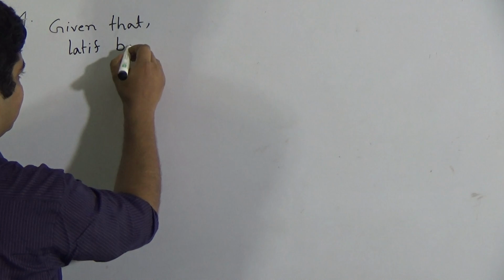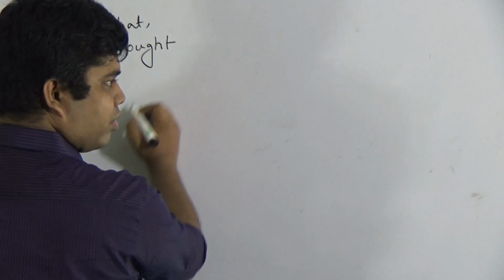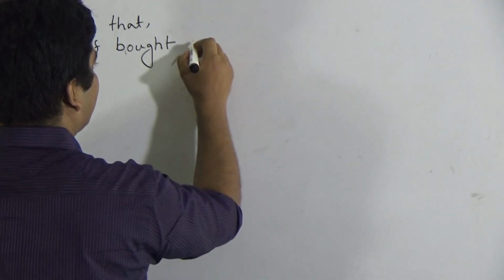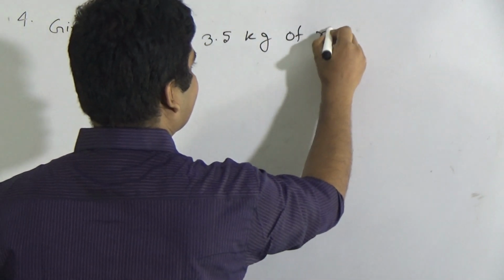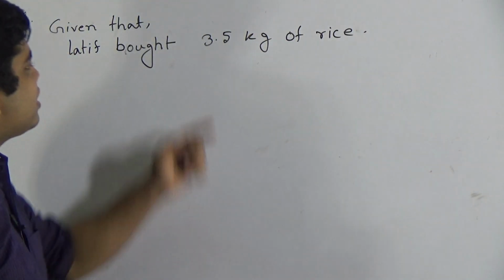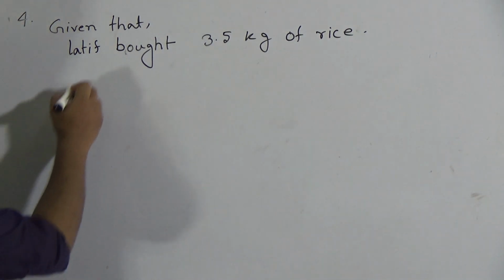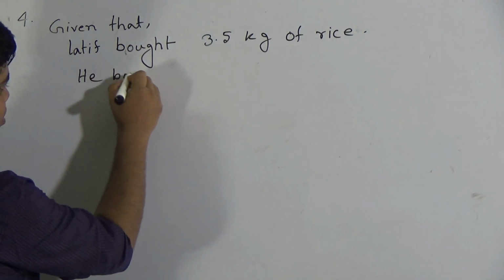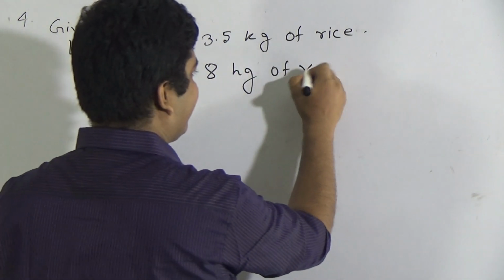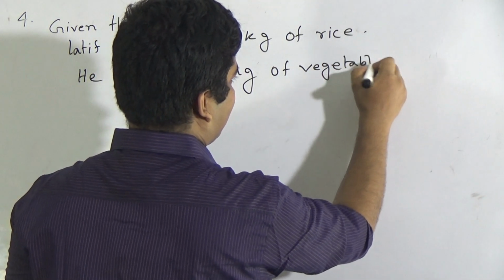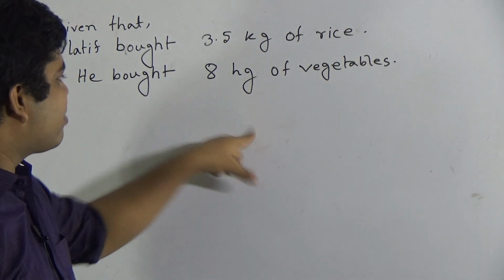Latif bought 3.5 kg of rice. Okay, we need not convert this amount into kg because rice is already in kg unit. Then he bought 8 hectogram of vegetables. Here vegetable is in hectogram, so we want to convert this hectogram into kg.